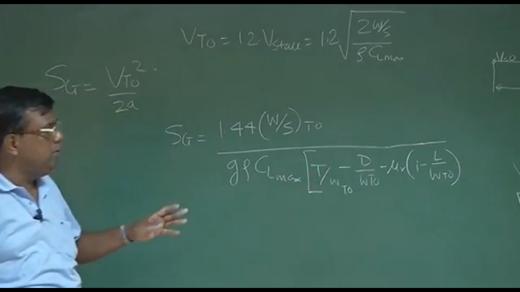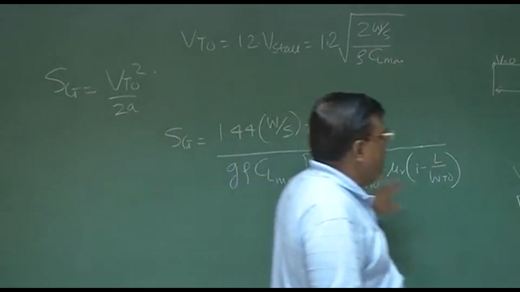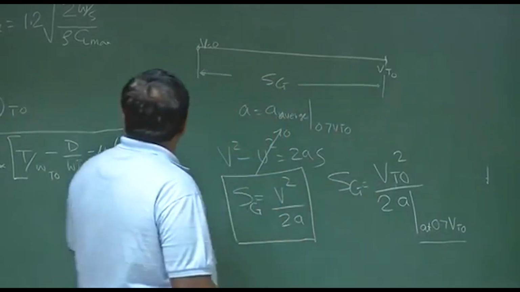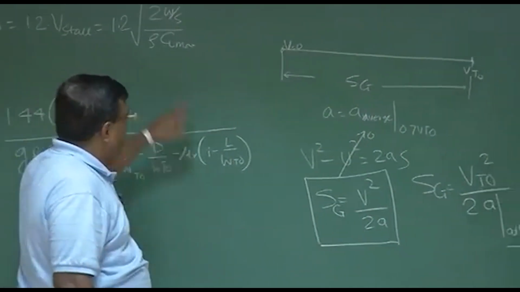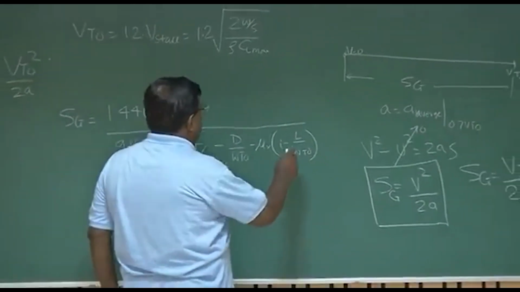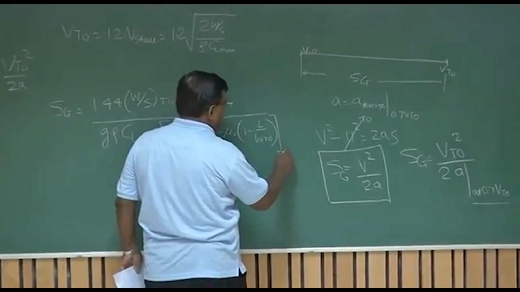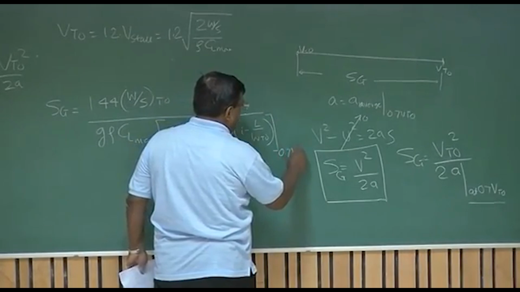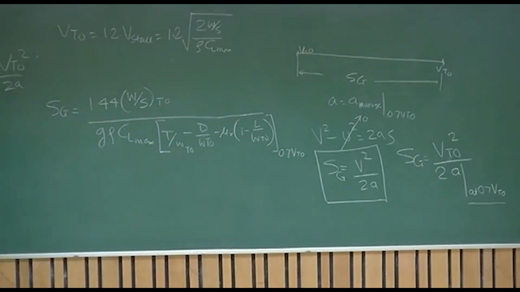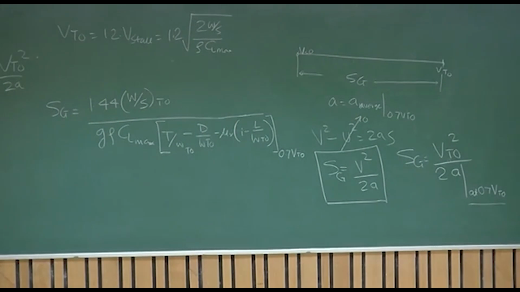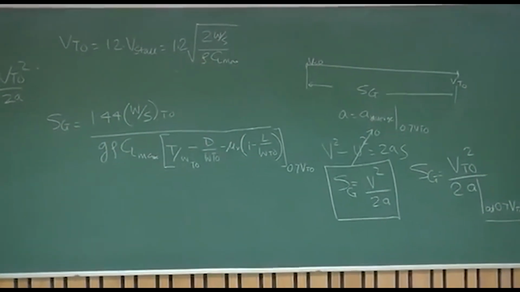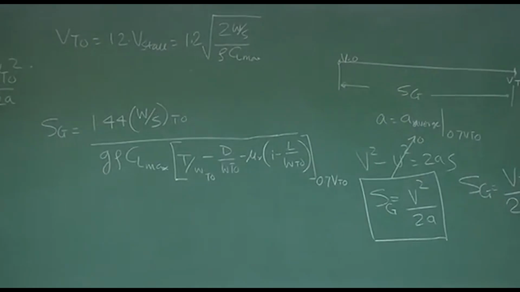I'm sure you will be able to derive this expression. You have to just substitute for V takeoff this expression, and for A you have to put the average acceleration. So I will write this evaluated at point V takeoff. Okay? I will check whether you are doing these small derivations or not through assignments. Please do that because this will give you insight.